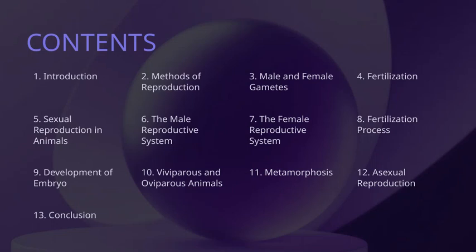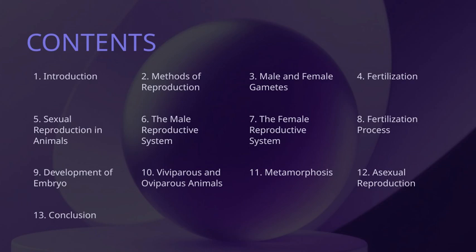Let's take a look at the contents of this presentation. We will explore various aspects of reproduction, starting with an introduction to the fundamental concepts. Then, we'll delve into the methods of reproduction, highlighting both sexual and asexual types. Moving forward, we'll examine the development of the embryo and the processes involved in fertilization. We'll also focus on the reproductive systems of males and females, understanding how they function together.